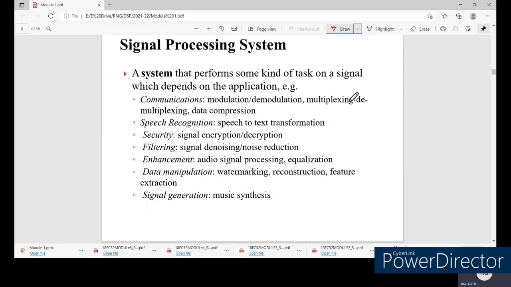Basically, in the signal processing system, what are the important tasks we need to consider? It depends upon the type of application we are going to use. In terms of communication, we go for modulation or demodulation. If a digital signal has to be transmitted, then we go for multiplexing and demultiplexing. And if the data has to be transmitted with a minimum number of bits, then we go for data compression. Similarly, signal processing may be applied to speech systems, that is, identification of speech and transformation of speech to text or text to speech.